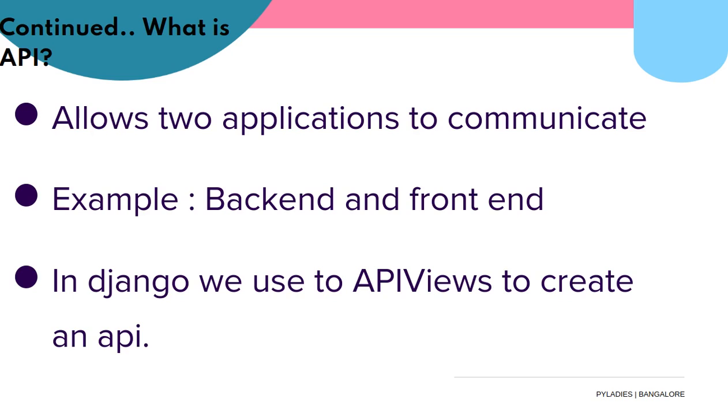So simple, it's acting as an interface allowing two applications to communicate. In addition to allowing both the applications to communicate, there's something called security which needs to be taken care of, and yes, it is secure. So in Django, if you want to create an API, you can use the API views to do so.